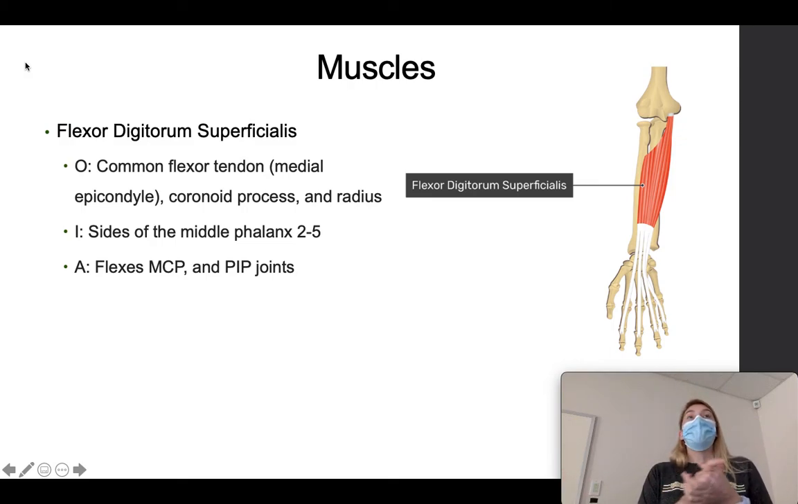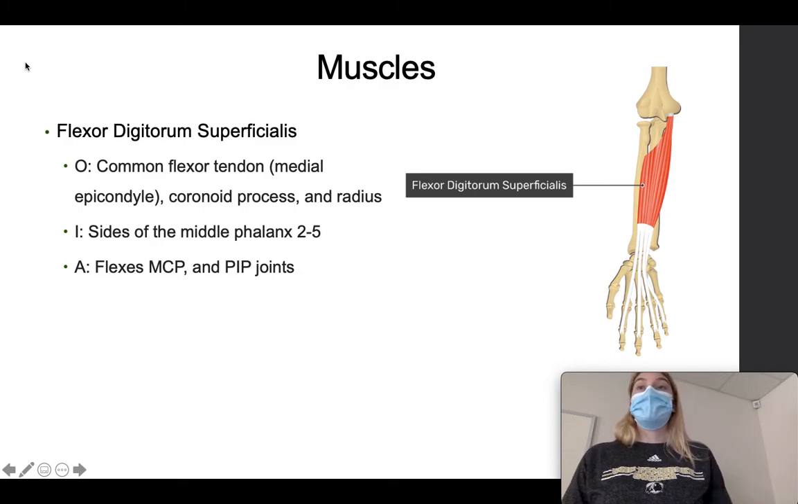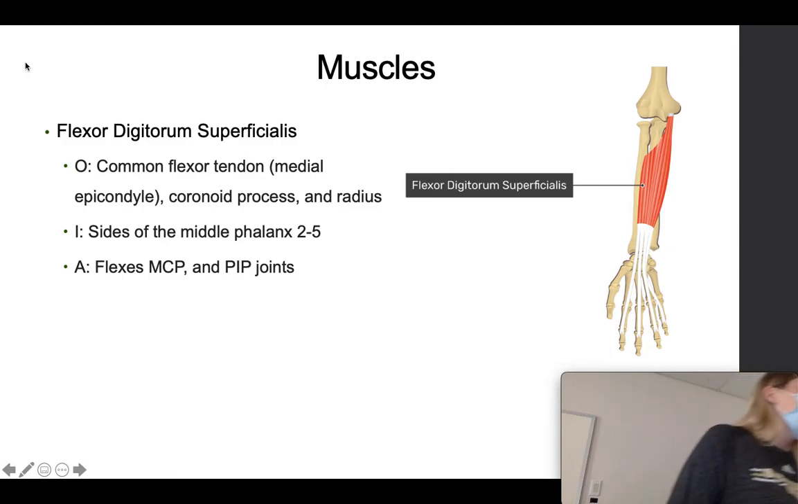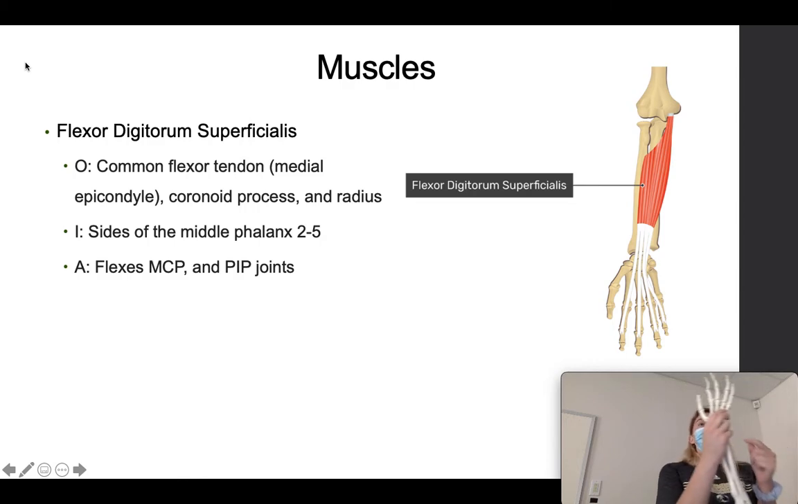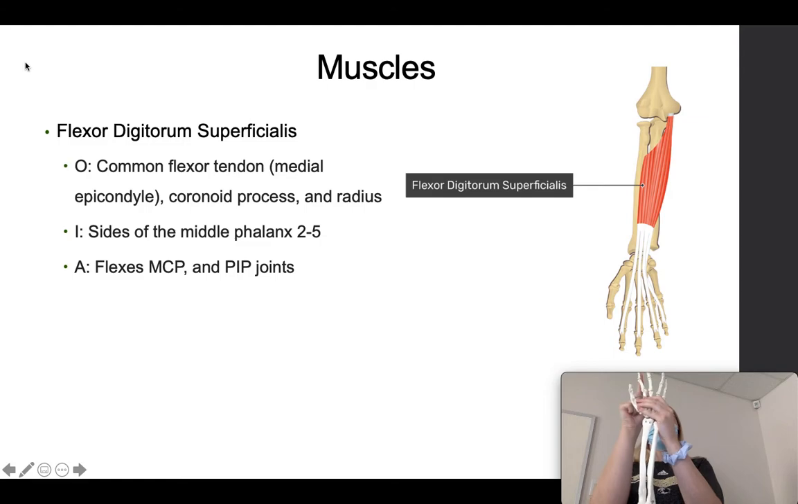It's going to come off that coronoid process, which we know is the front of the C in the ulna, and it's going to come off of the radius. So we can see it's coming off of the medial epicondyle, this front of the C, and the radius. It is going to insert onto the sides of the middle phalanx of 2 through 5. So it's not going all the way to the tips of the fingers. It's coming to that middle aspect on either side.